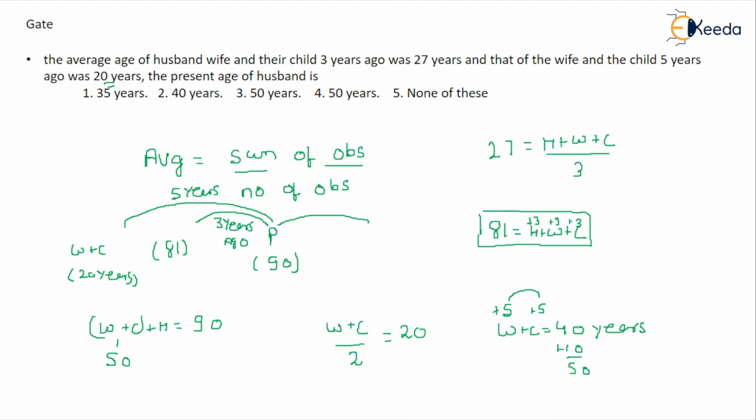So we can find out the value of husband age. Yes, we can find out. This 50 will go to that side. So 90 minus 50, that is 40. So the husband age will be how much? 40 years.